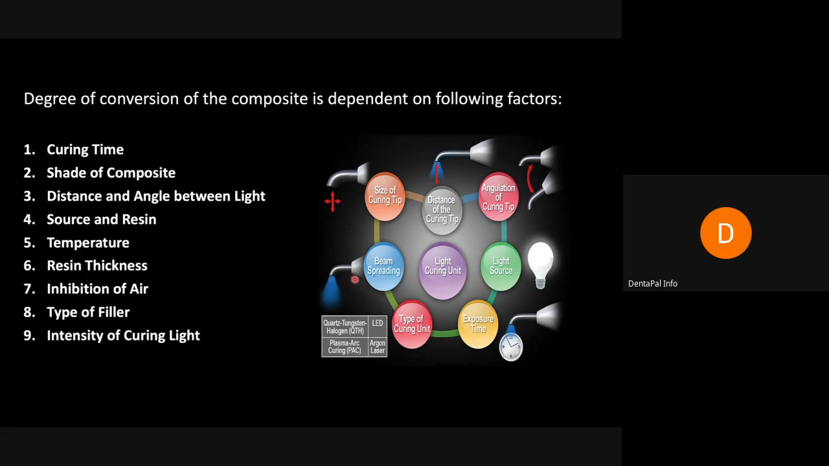There are many factors that affect the degree of conversion. As a dentist, I wish to transform all monomers into polymer, but this is not the situation, unfortunately. So what are the factors that affect the conversion rate, and how can I change these factors in the clinic to achieve better results? First of all, curing time. Second, shade of composite. Distance and angle between the light and composite surface.